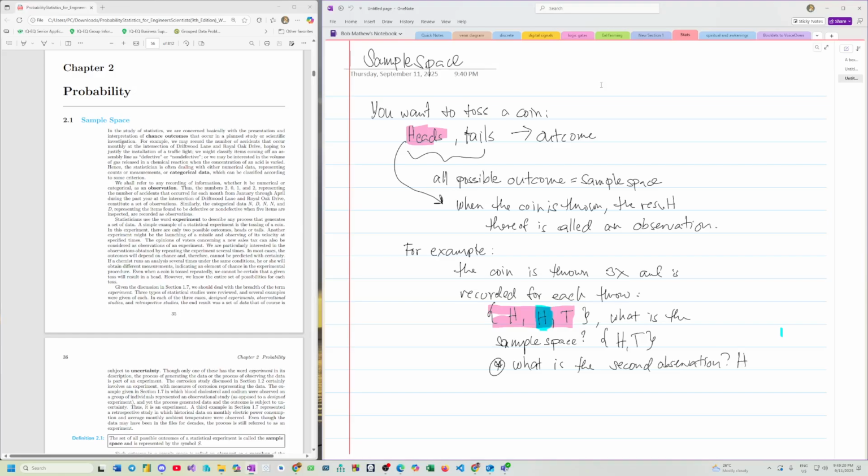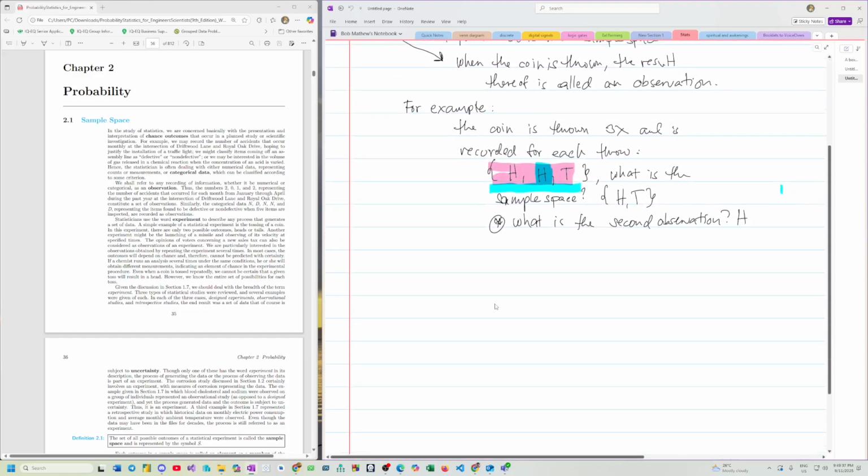We use the word experiment. All of this, all of these three, the process or the activity in which we generate all of these results, is what we call an experiment: the throwing of the three coins. So we already have these jargons: observation, sample space.